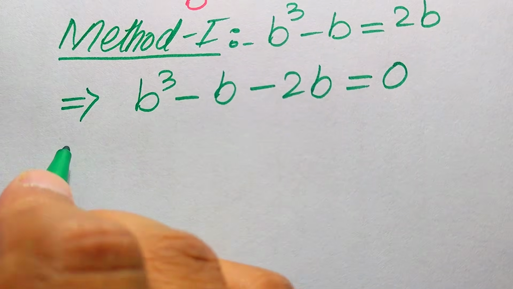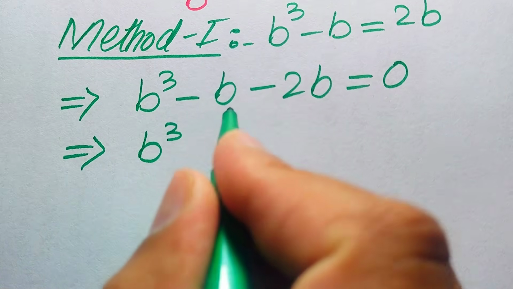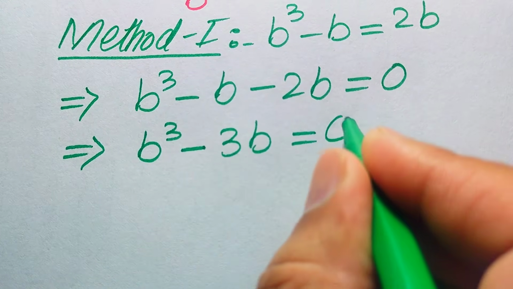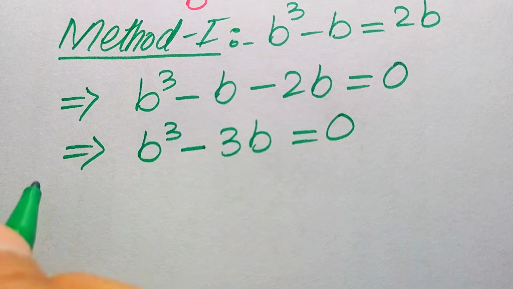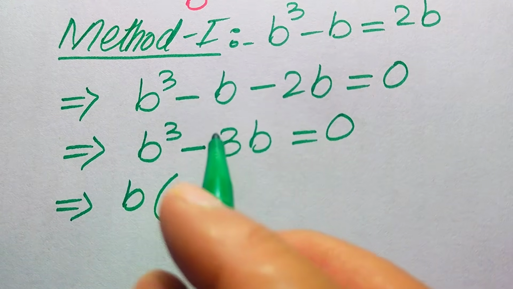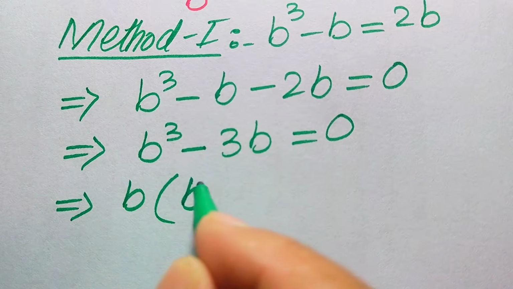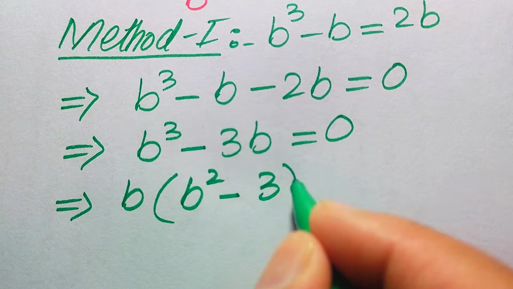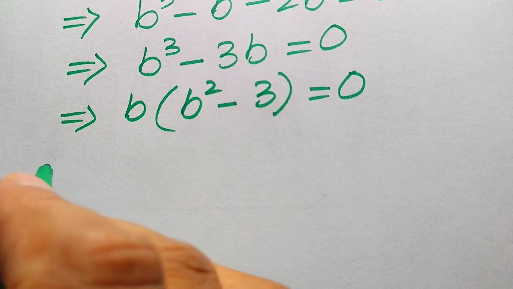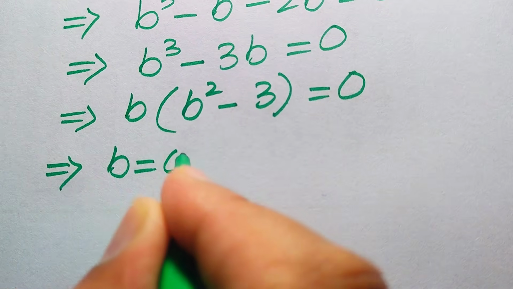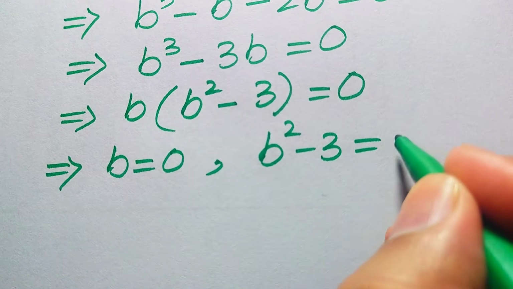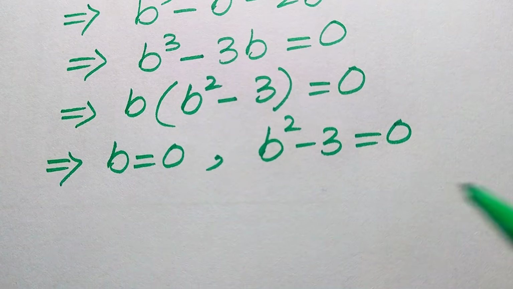And further in the next step we need to add or subtract the like terms. So we have these two like terms, minus b minus 2b becomes minus 3b, and this whole equation is equal to 0. You see that both of these terms involve b, so we take b common from here, and after taking b common, the remaining values are b squared from here, minus 3 from here, and this whole equation is equal to 0. And now we divide this equation into two cases. The first case is we write b is equal to 0, and the second case is we write b squared minus 3 is equal to 0.